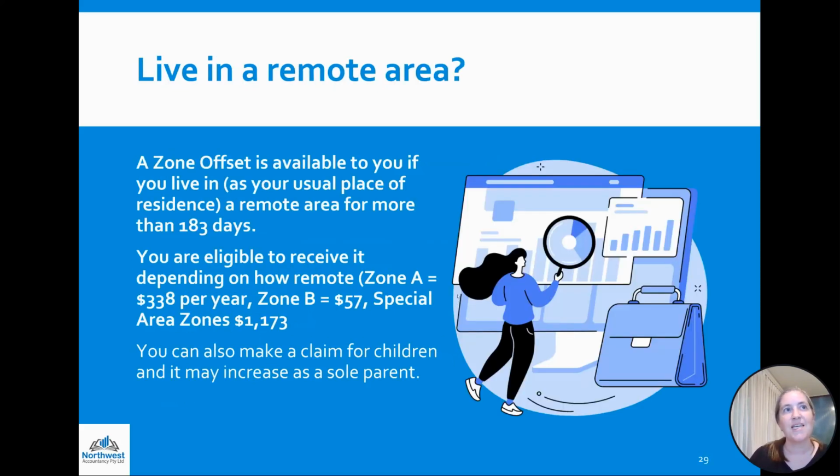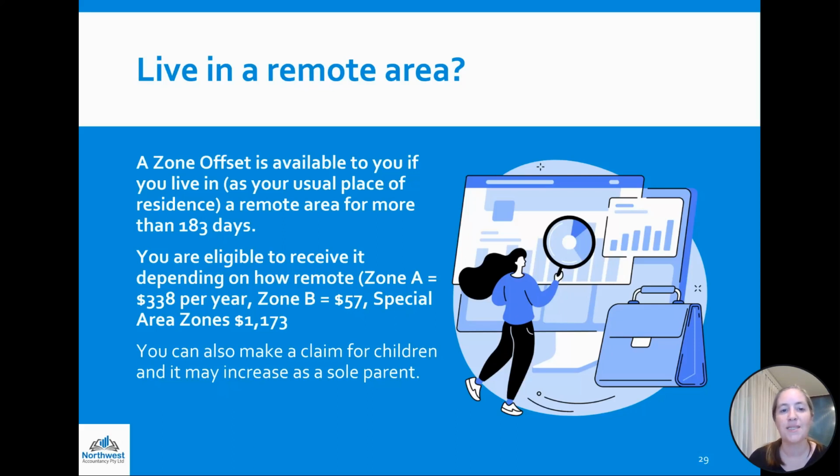Another way to reduce your taxes is by making sure you're claiming all of the offsets that are available to you. So if you live in a remote area like Karratha, you can live in a remote area and claim a zone offset. So if you live in that area, then you can claim it. Now, the rules changed for us. It used to be, if you even went on a holiday to a remote area, you could add those days in. Sorry, not anymore. So no more holidays. Can't claim anything for holidays, but you can claim for children. Okay, so if you've got children and you live in a remote area, then you may get some more back for your children. So if you're in Zone A, which is Karratha, $338 off your tax just because you live in an area.